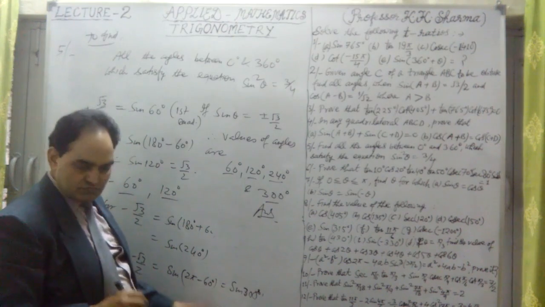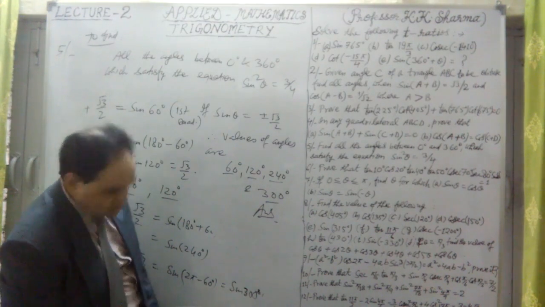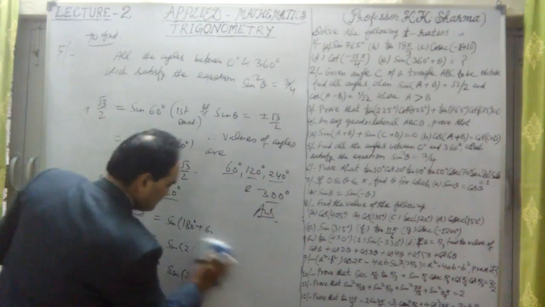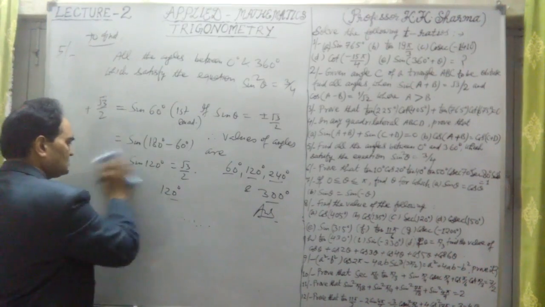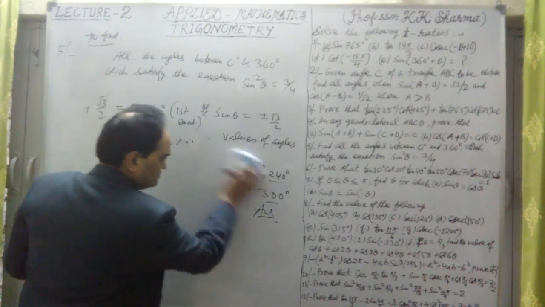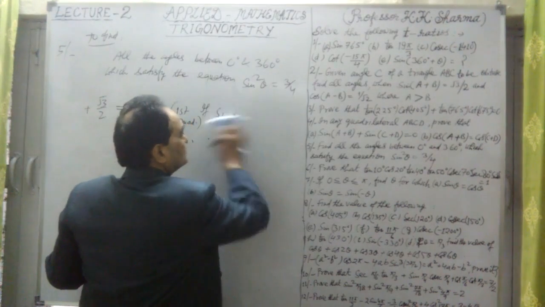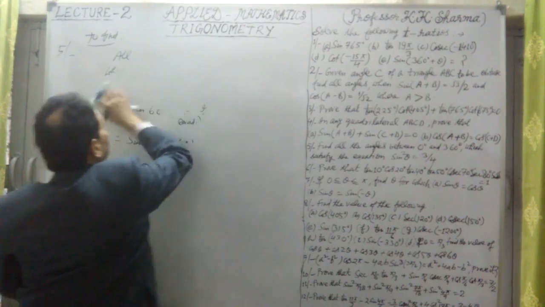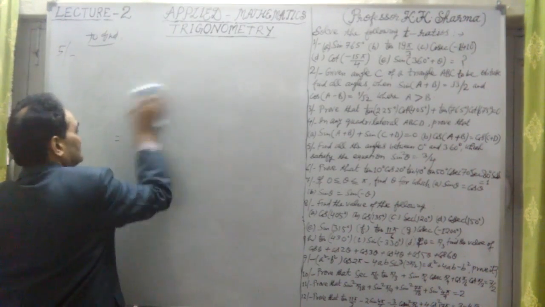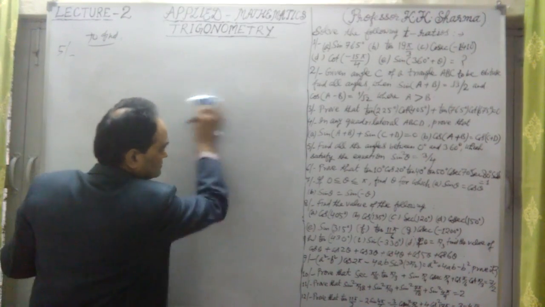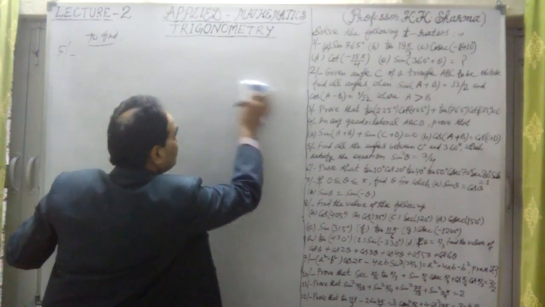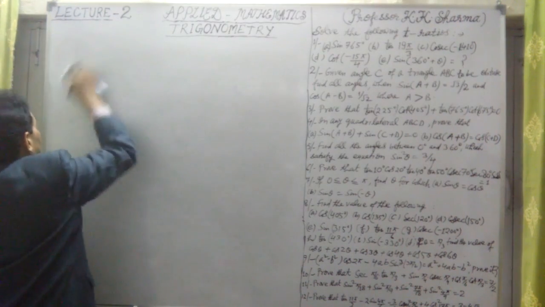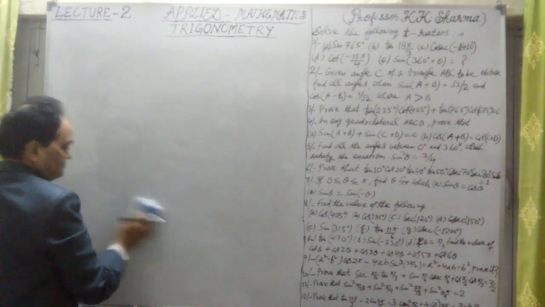Okay, so that is how we just calculated this, the other values of the angles. Now let me take it further. This is how quadrants are very important. Knowing the values of different trigonometric ratios in different quadrants is the basic thing required for finding the values of different angles or different trigonometric ratios. Okay, so this is question number 5 we have done.